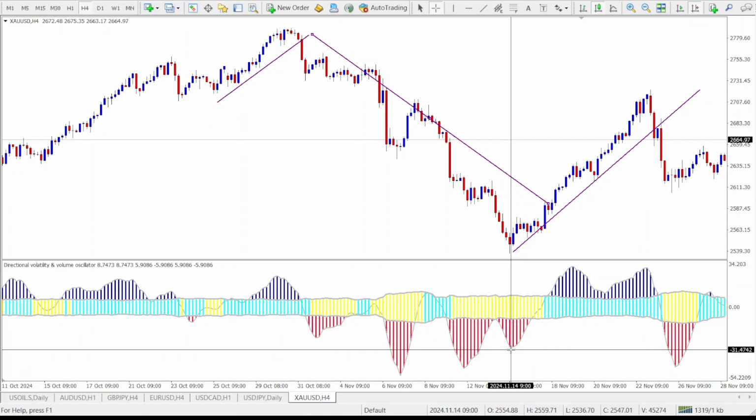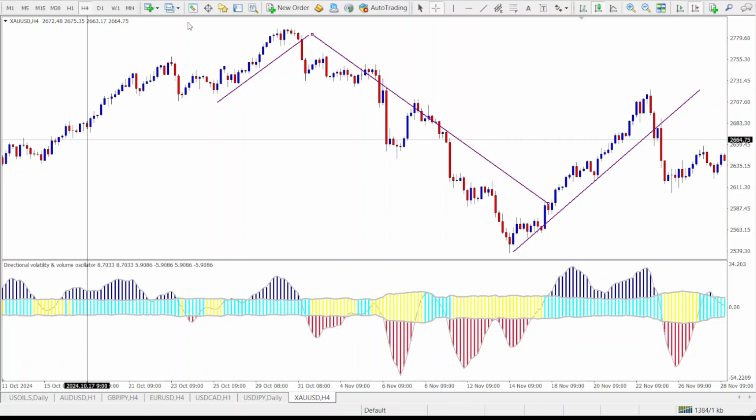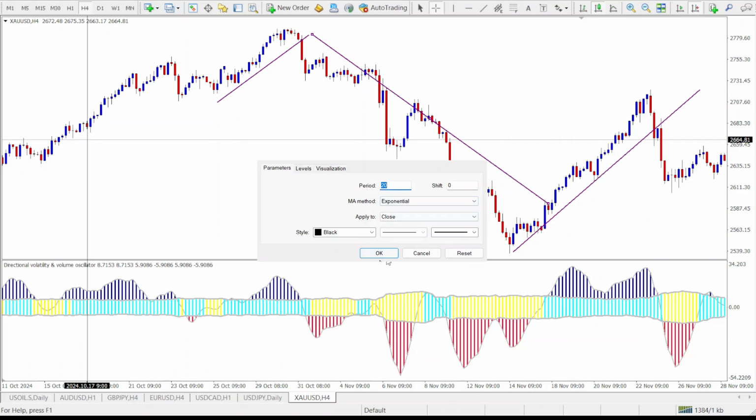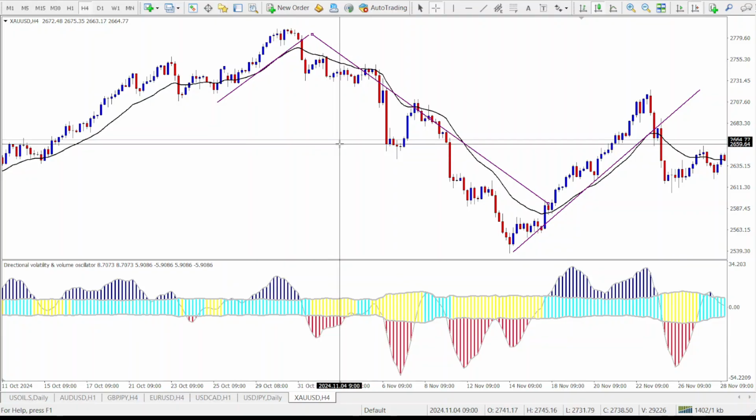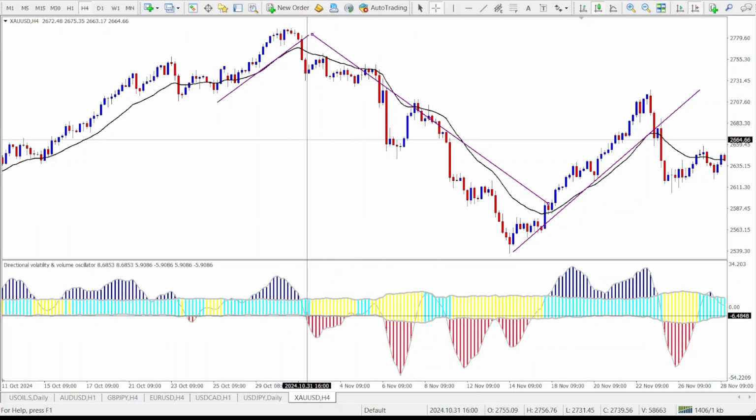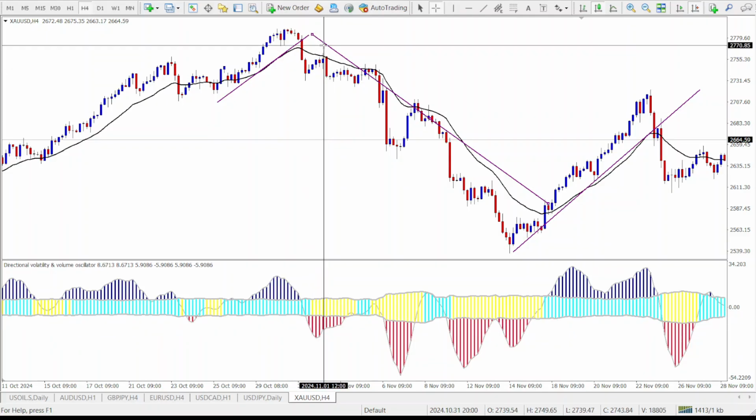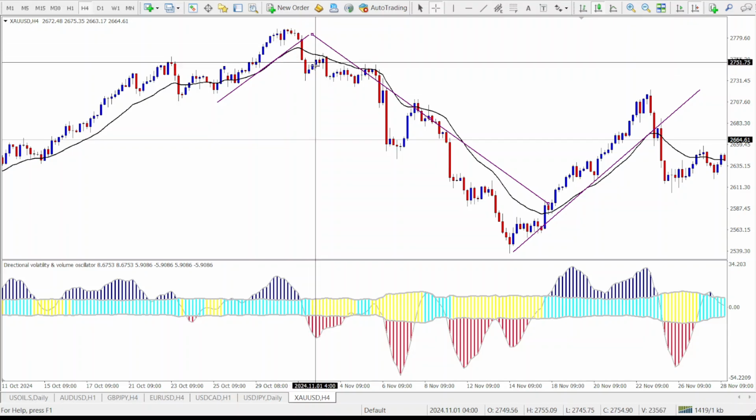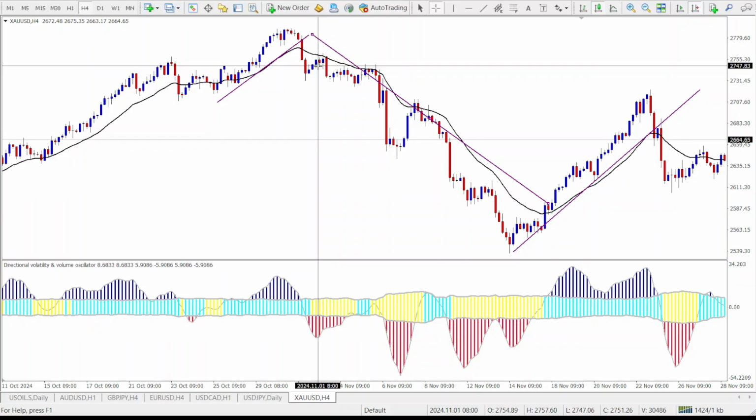Now, in as much as this indicator can give you good signals, you might want to also combine it with other indicators for additional confirmation. For example, you can decide to add your moving averages, because moving averages are one of the popular indicators used for confirmations and also for identifying the direction of trends, okay? So in this example, you can see that we had a sell signal from the Directional Volatility and Volume Oscillator around here, and the moving average actually confirmed that sell signal. So it would have been a good place to enter a sell because we had a confirmation, right?